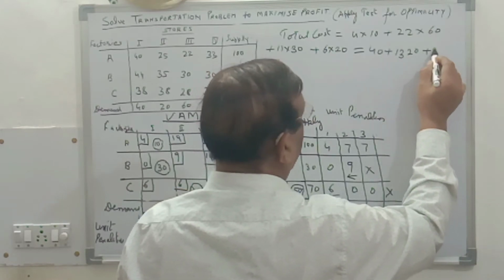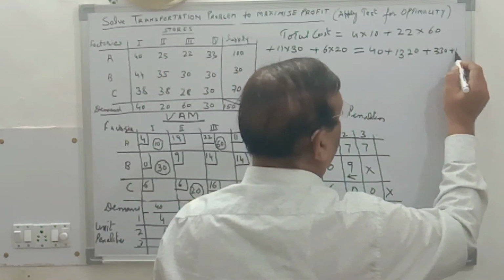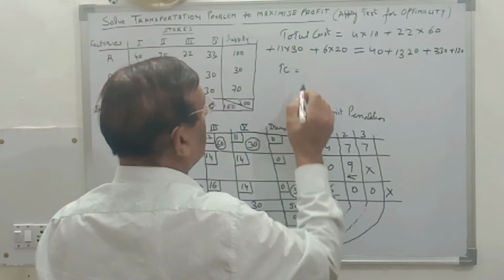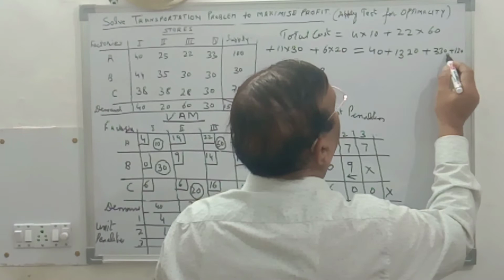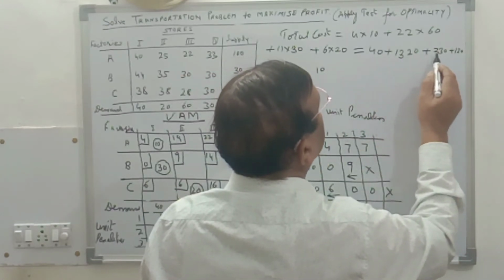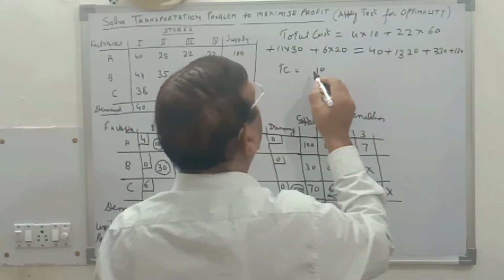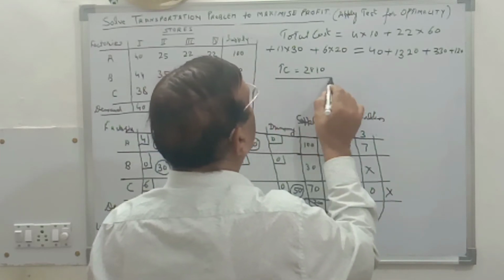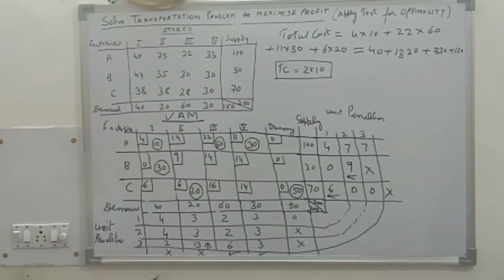1320 plus 330 plus 120. So the answer is, the total cost is 1810. This is the total cost.